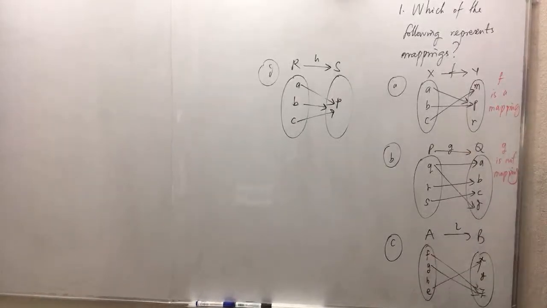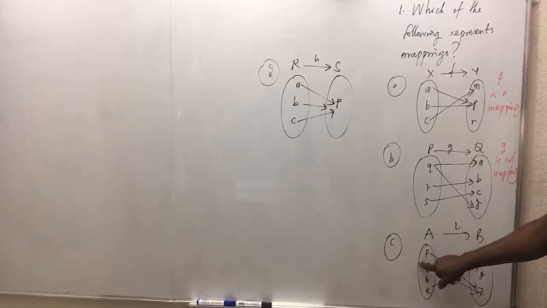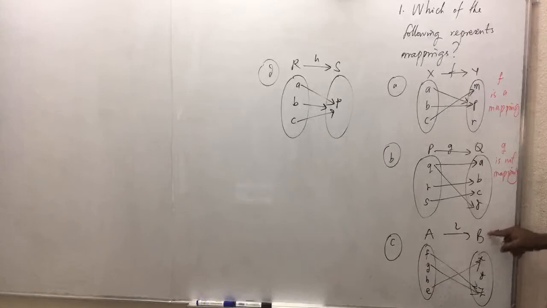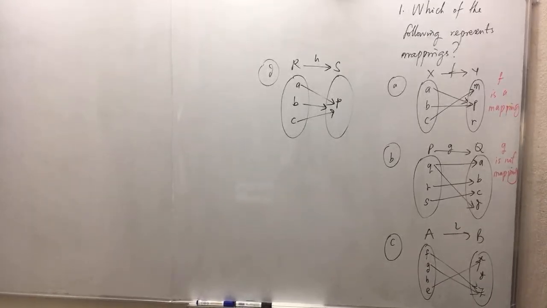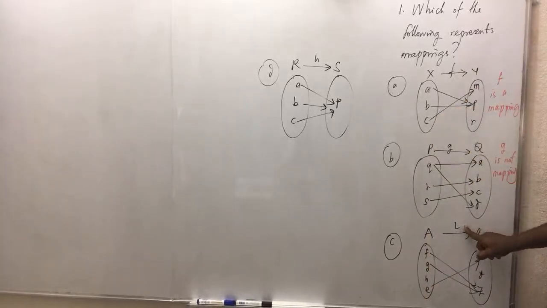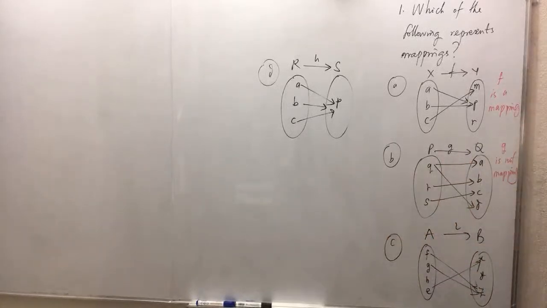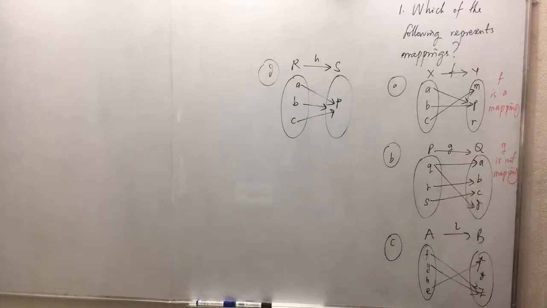If you go over to C, there is a relation L that takes an element in A, the domain, and assigns to that element in A a unique element from the codomain B. Now, the question is this, guys. Is this relation L a mapping? Again, we have to examine the two conditions. Let's check condition number 1, guys. Condition number 1 requires every element in the domain to have an image.